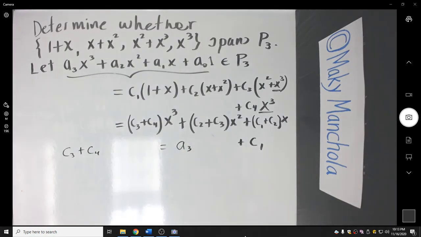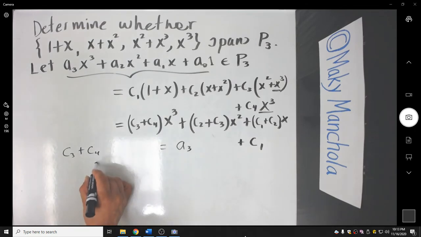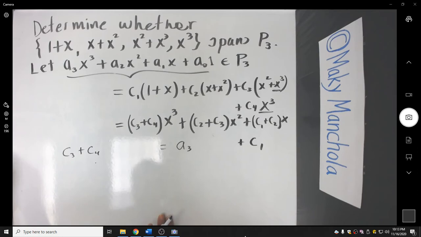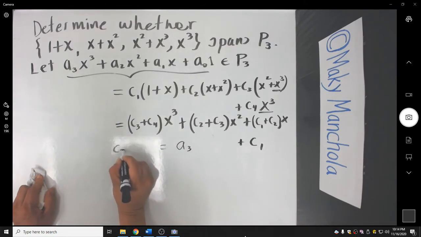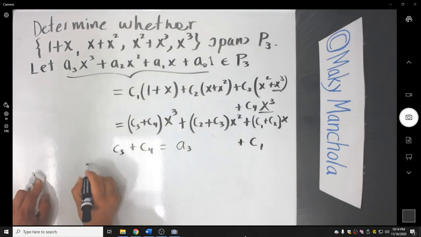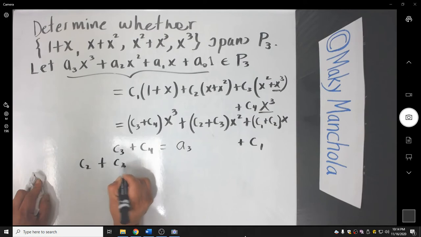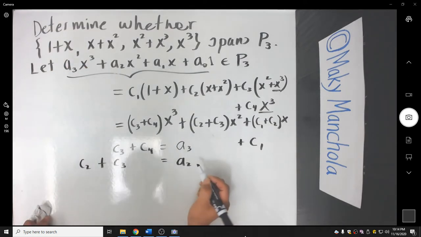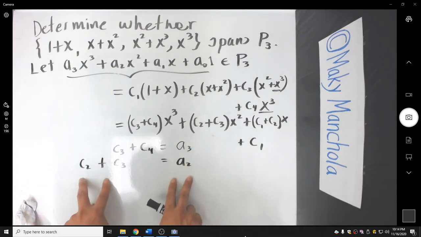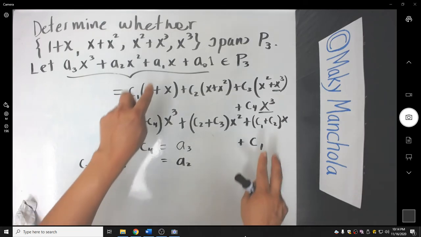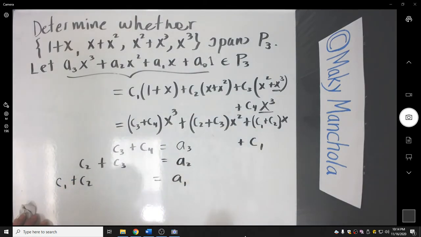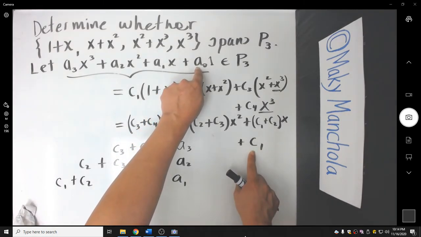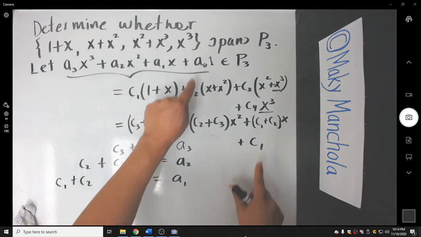This is now starting to look familiar. We have done something like this before. Let me reverse the order here, put it in increasing order, sorry. So let's say C3 plus C4, and then C2 plus C3 equals a2. So the coefficients of x squared are equal to each other. The coefficients of x are equal to each other. So C1 plus C2 equals a1. And then the constants are equal to each other: a0 equals C1.